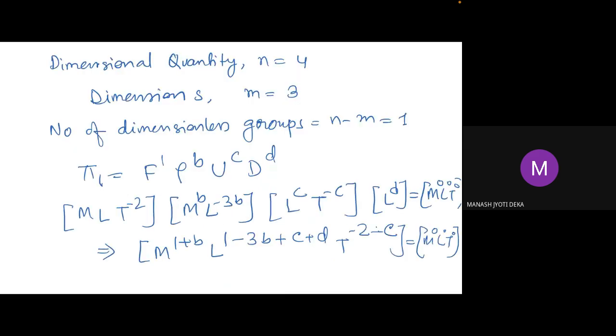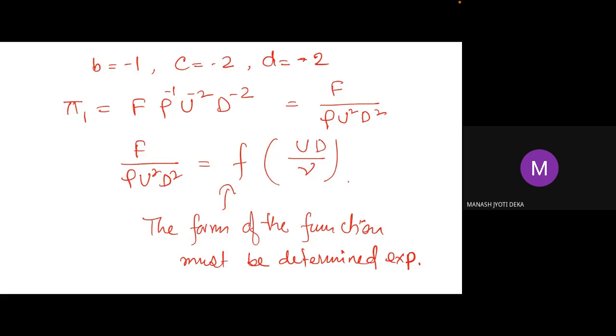Here the total number of dimensional quantities is n equal to 4: F_D, rho, velocity, and the diameter of the particle. If you write out the dimensions of these, we get m equal to 3 again, with M, L, T, all three dimensions. So the number of dimensionless groups, n minus m, should be only 1. We can write pi 1 equal to f of rho to the b, U to the c, and d to the d. If you write the dimensions and equate the powers to 0, you will find that b is minus 1, c is minus 2, and d is also minus 2. That means you are getting F by rho U squared d squared. This is the pi 1 term.